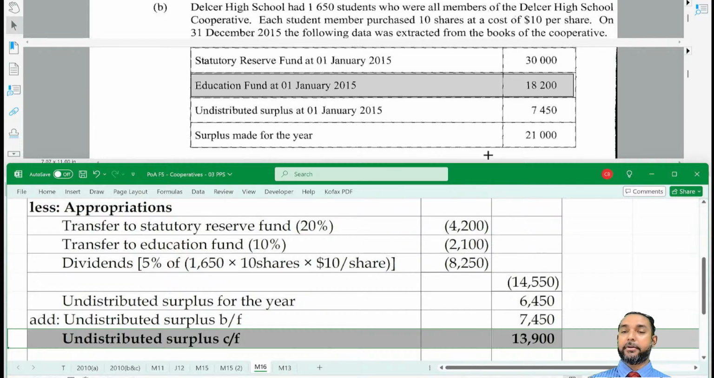You're just taking this because remember those figures are already put here, right? So those figures combined will give us the 39. So it's just that 39 figure that goes into the balance sheet in respect of the undistributed surplus.